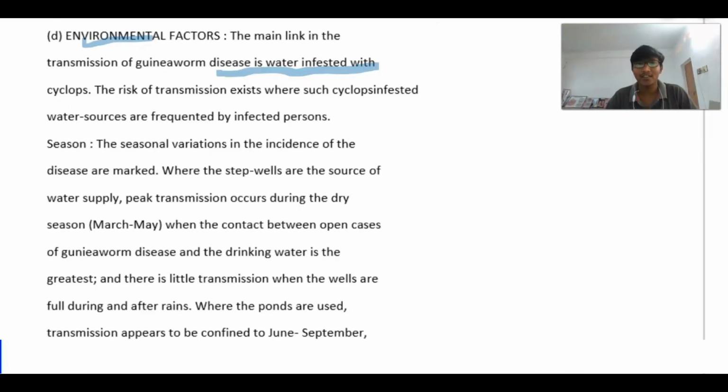Here in the environmental factors, the main link in the transmission of this disease, guinea worm, is infected water. So which water?